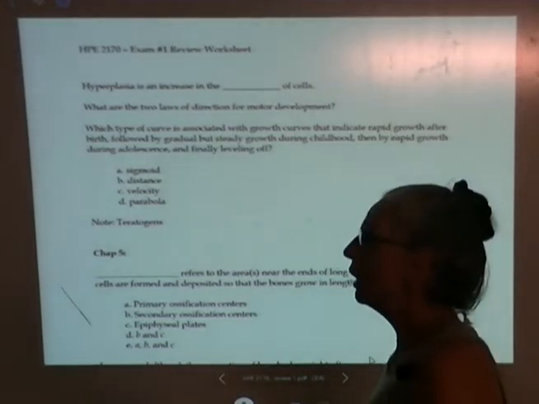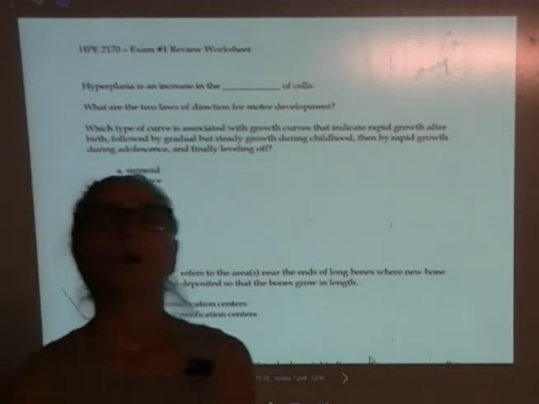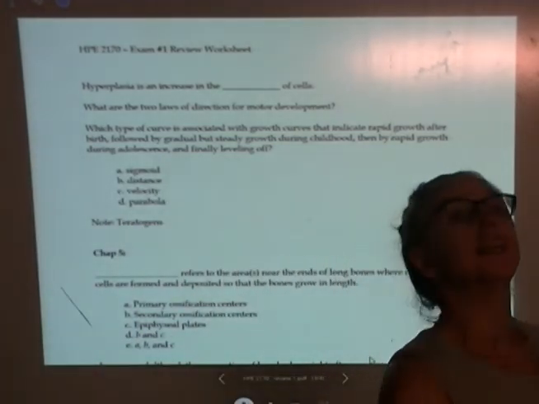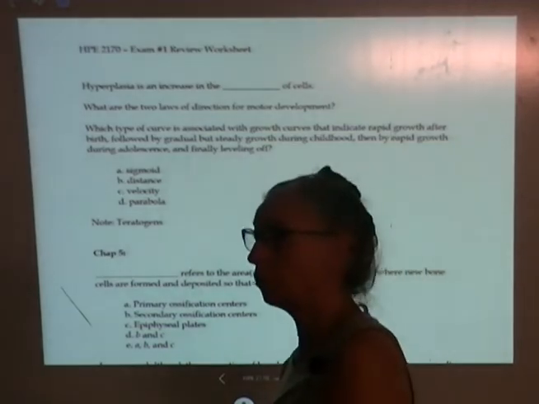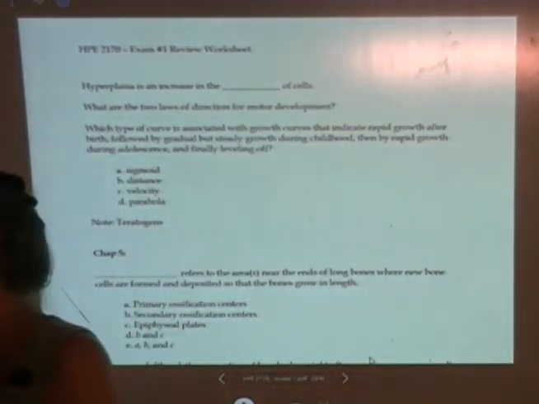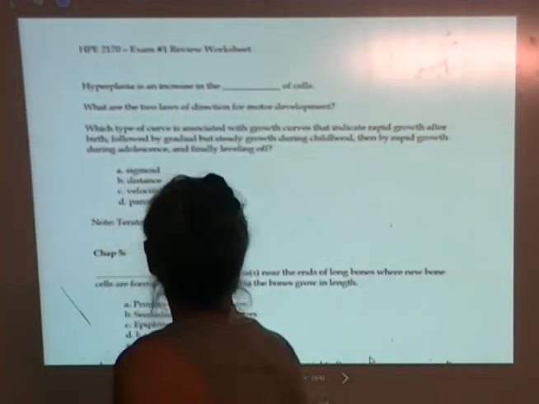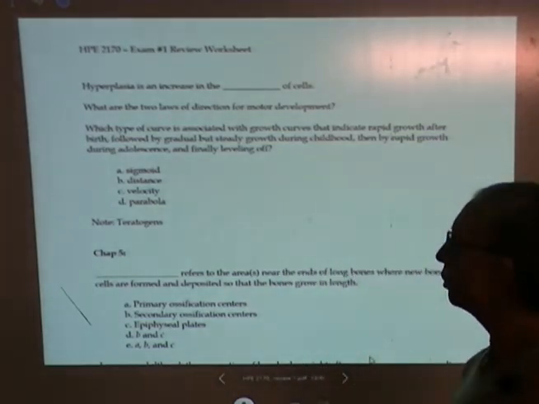So one of them is an increase in size, and one of them is an increase in number. I'll say an increase of number of cells. Well done, yeah, good. Hyperplasia is an increase in number, right? Hypertrophy is an increase in size. Good. Okay, what are the two laws of direction for motor development?